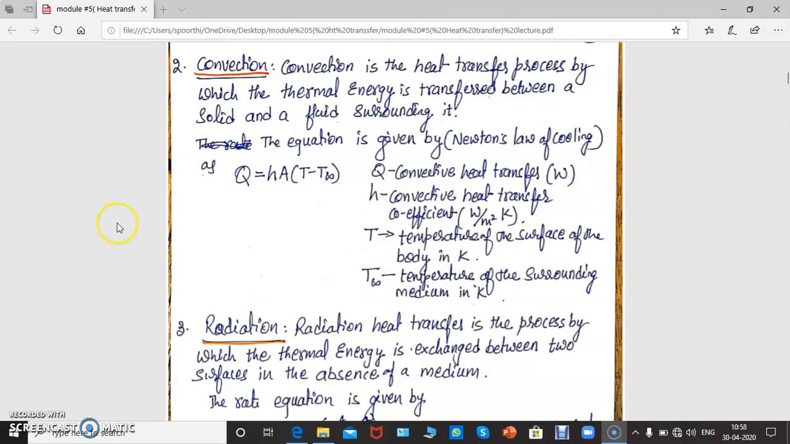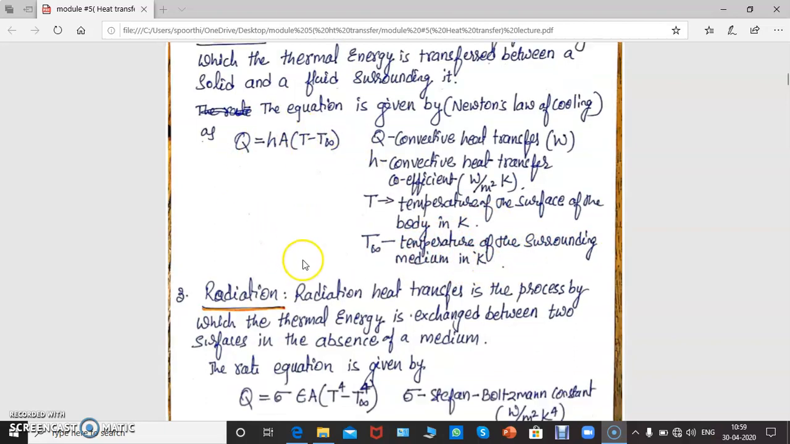Now, the equation that we use here is what is called Newton's law of cooling. Q is equal to h into T minus T infinity. Again, Q is the convective heat transfer in watt, and h is the convective heat transfer coefficient. Again, this small h is a very important term. Its unit is watt per meter square degree Kelvin or degree centigrade. Note that all the time it will not be meter, it could be centimeter also. Now, T is the temperature of the surface of the body in degree Kelvin or degree centigrade. T infinity is the temperature of the surrounding medium. So, this is the equation that we will be using.